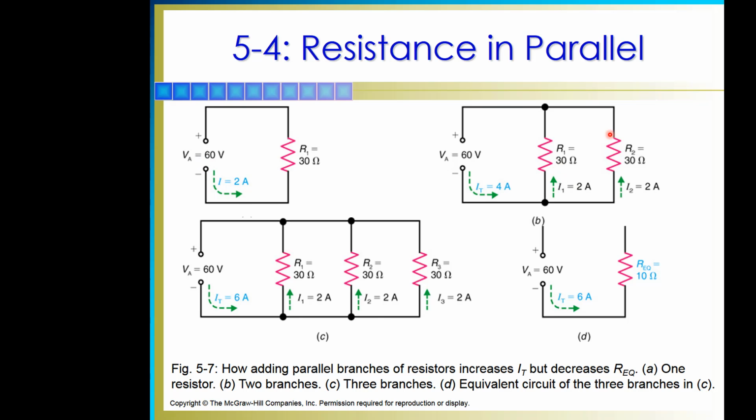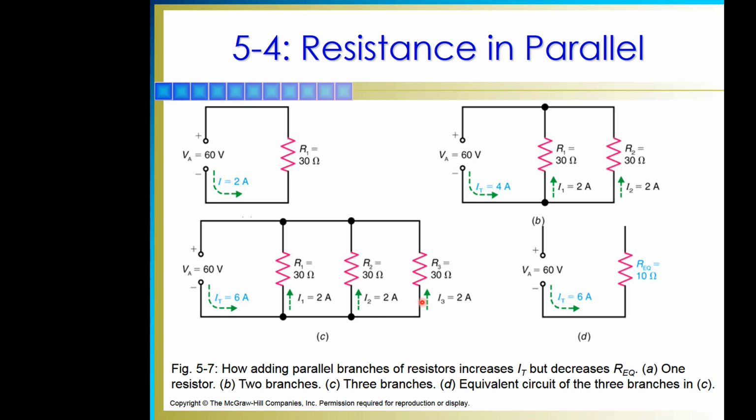Here we add another resistor. We add another branch for current to flow. So now we have 2 amps in R1 and 2 amps in R2 for a total of 4 amps. Well, if my current went up, my resistance must have gone down. That's our inverse relationship between current and resistance, because here our voltage stayed the same.